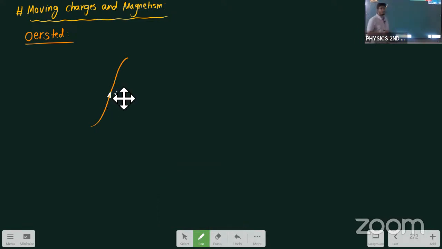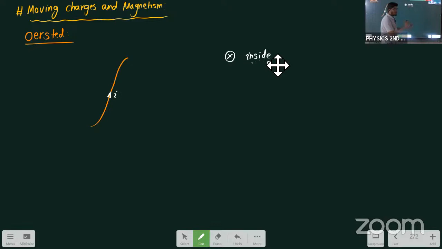Then he came to know that whenever some amount of current is flowing through a wire, around that wire some magnetic field will be created. This was the experiment done by Ørsted. Now see here. For representation, if the magnetic field is going inside, we'll be using the symbol cross. What does this cross symbol mean? It represents inside. Magnetic field is going inside.